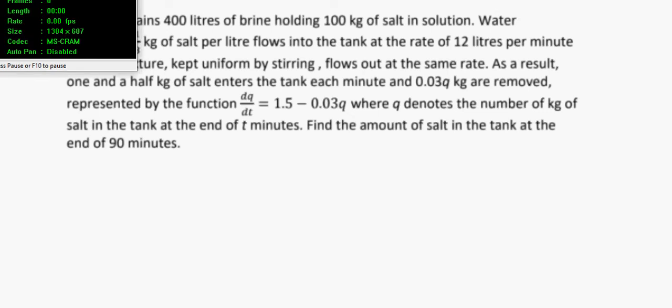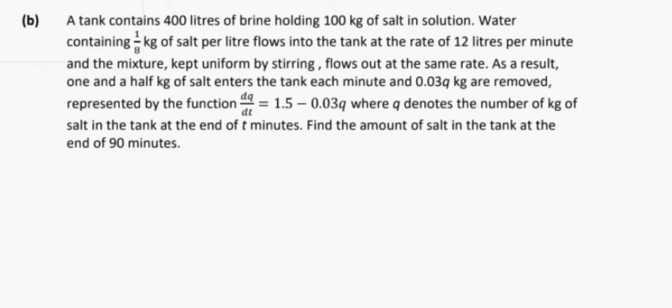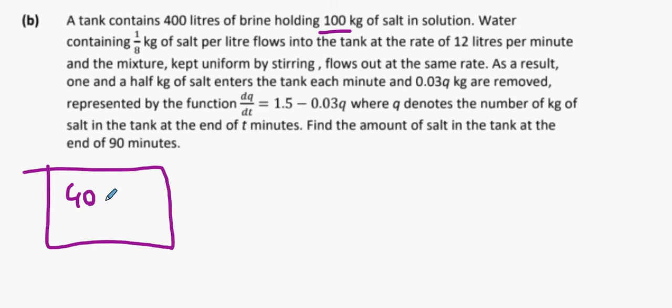A tank contains 400 litres of brine holding 100 kilograms of salt in solution. So there's 400 litres, and in that 400 litres there's 100 kilograms of salt. Water containing 1/8 kilogram of salt per litre flows into the tank at 12 litres per minute. Right?